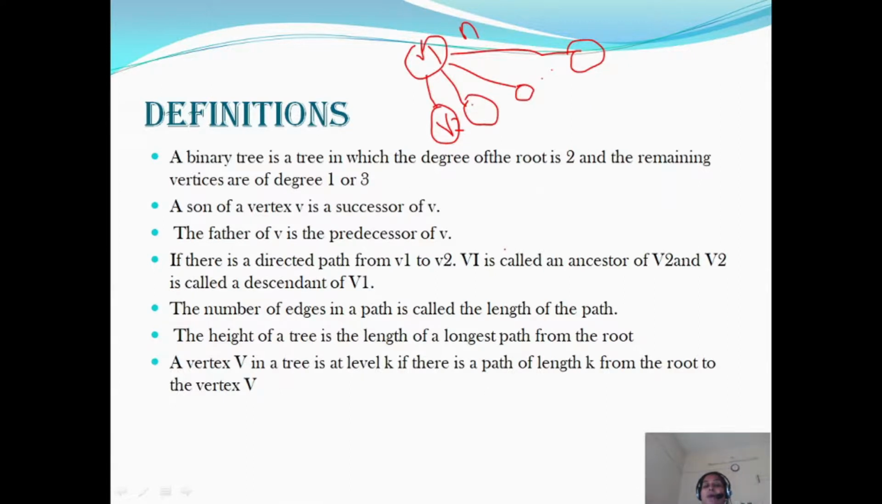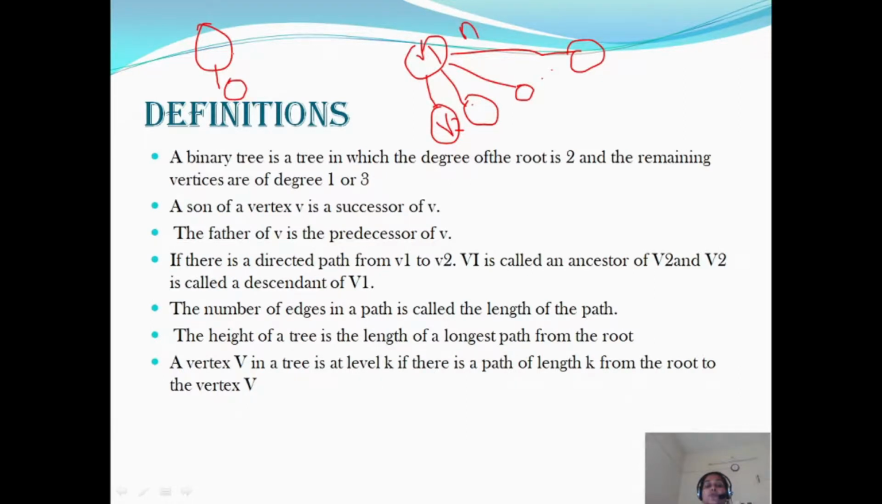Next is a binary tree. A binary tree says that if the degree of the root is 2, it is called a binary tree, and all other vertices have degree 1 or 3. For example, this vertex has degree 3, and these vertices have degree 1. That is what is meant by the root having degree 2 and all other vertices having degree 1 or 3. Here degree 1, here degree 1.